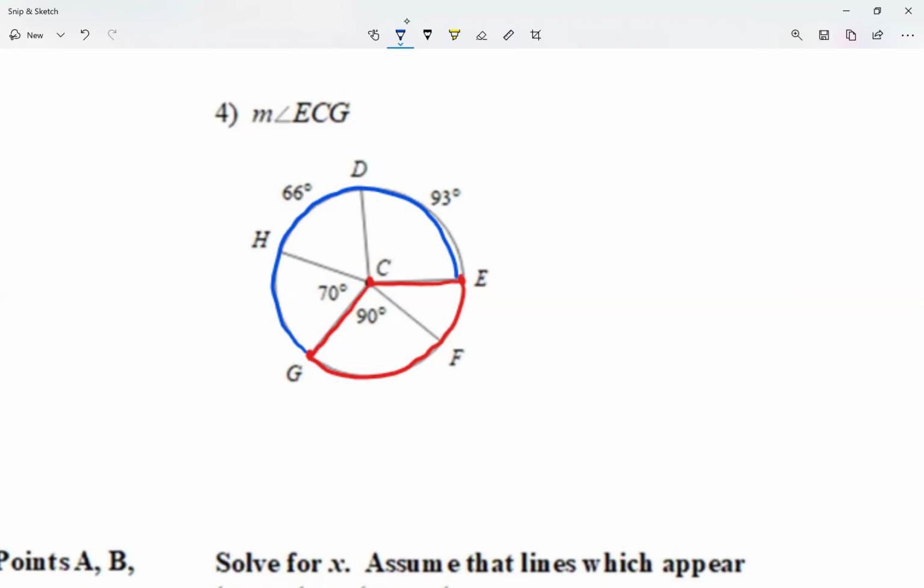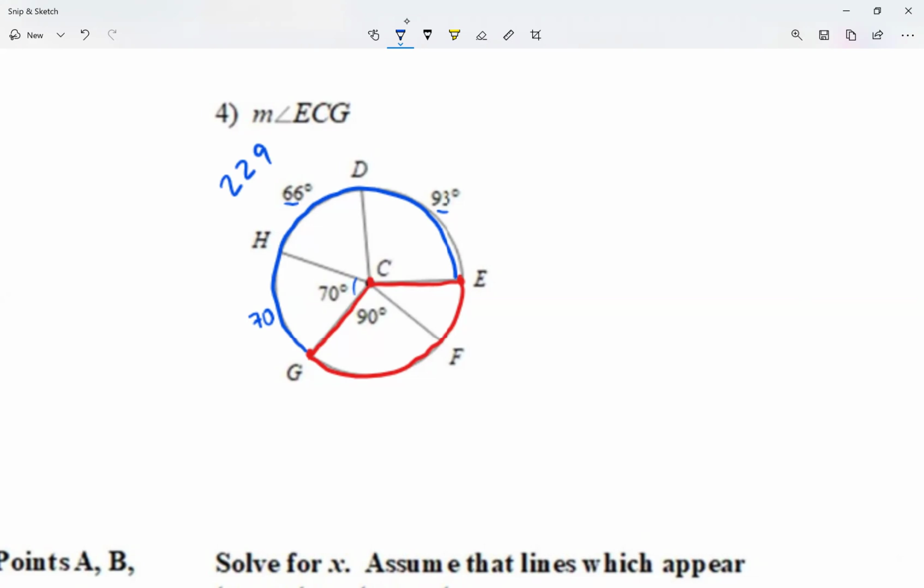You see the blue arc, part of it is 70, part of it is 66, part of it is 93. Some of you might be thinking, Mr. Leon, 66 and 93 are arcs, but 70 is an angle. But remember how I said earlier, the central angle is equal to the arc that it creates. So that means the arc GH is 70. It doesn't matter if the number was given to me as a central angle or as an arc. It's the same thing. So the blue arc is 70 plus 66 plus 93, which is 229.